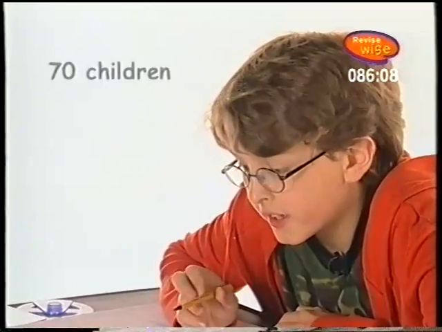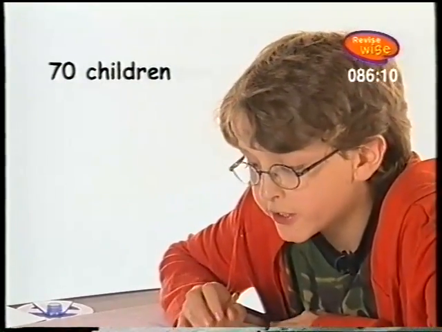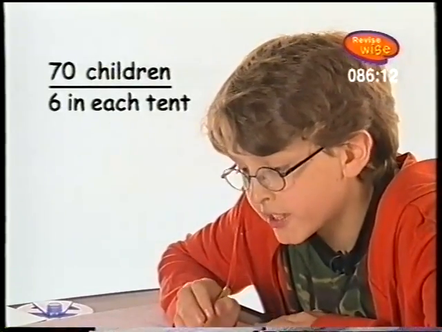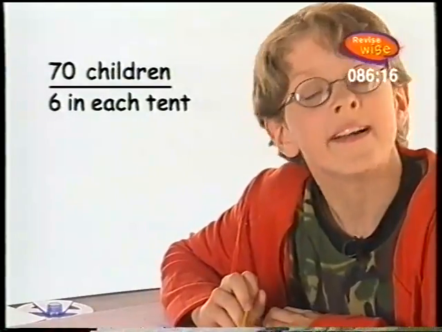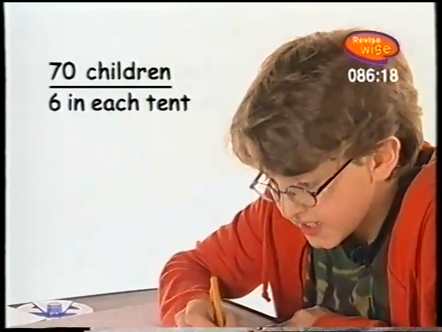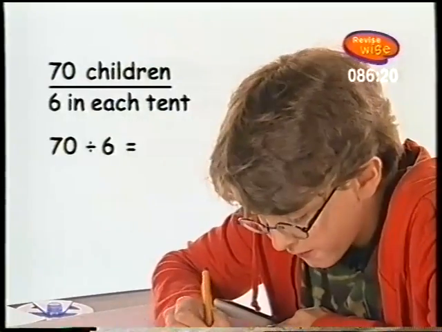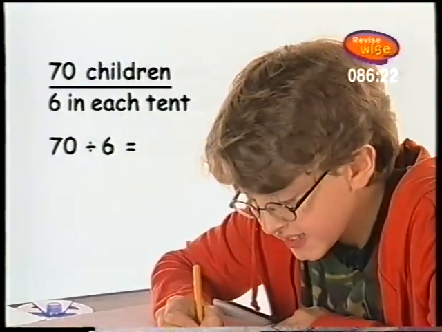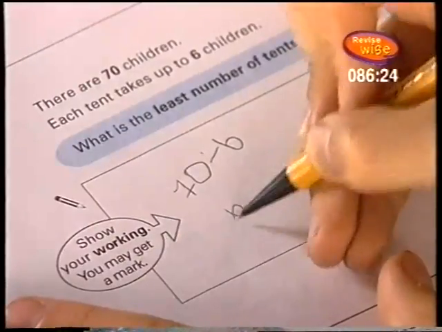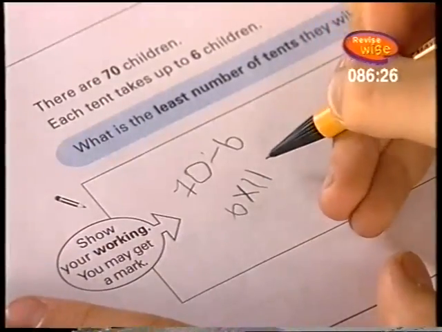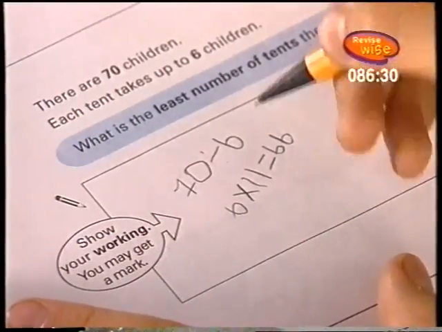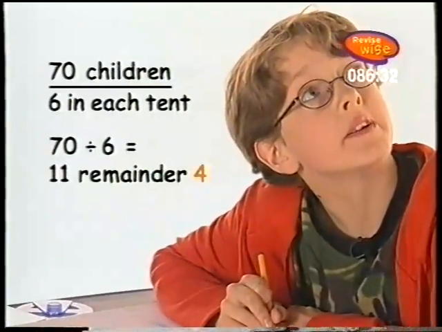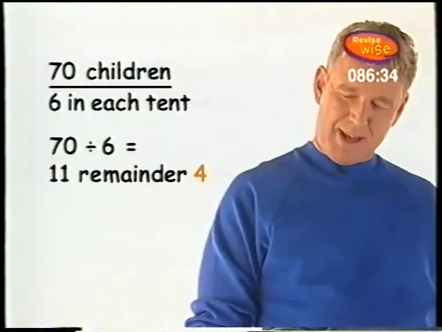Off you go then. Well, I need to divide the total number of children by the number of children each tent can hold, and that will give me the number of tents. Yes. That's 70 divided by 6. 11 times 6 equals 66. So the answer is 11 remainder 4. But what do you do with the remainder?